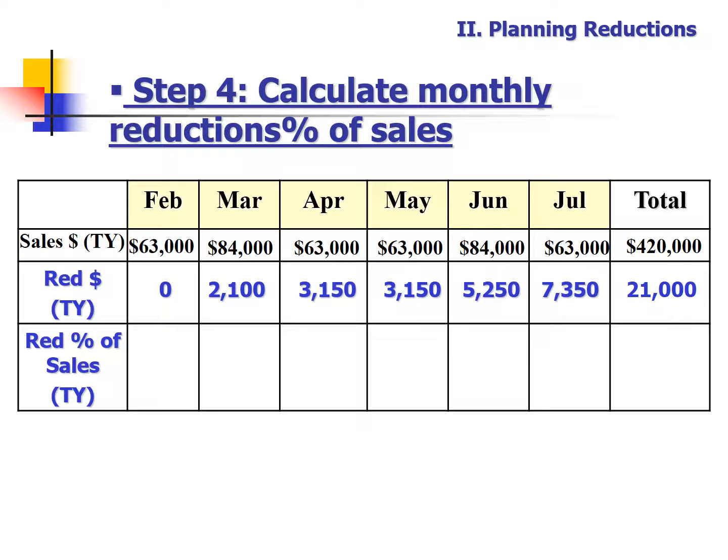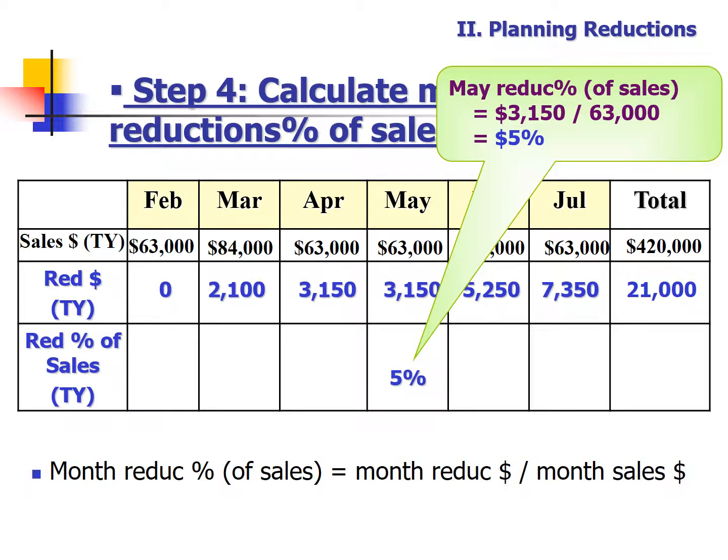And then we compare these reductions dollar that we plan for this year and the sales dollar we plan for this year for every month, so that we can calculate the reductions percent of sales. Okay, so how many percent of that month's sales are going to be planned as reductions? For example, for May, the reductions dollars were planned to be $3,150. The sales planned for May in this year were $63,000. So that means the reductions percent of sales will be $3,150 divided by $63,000.